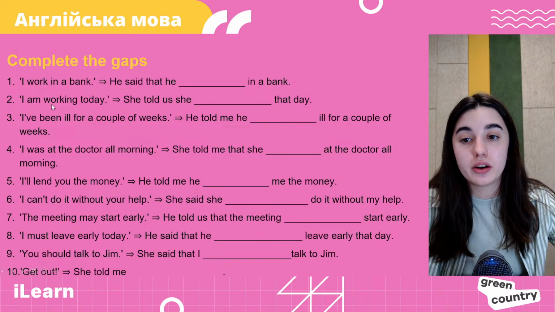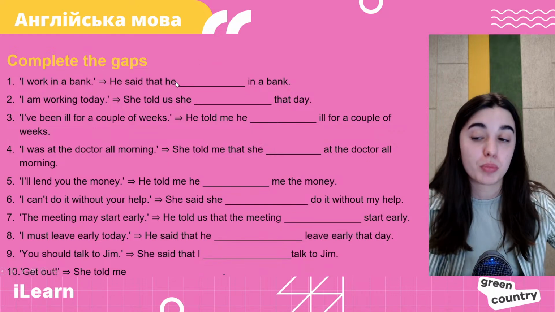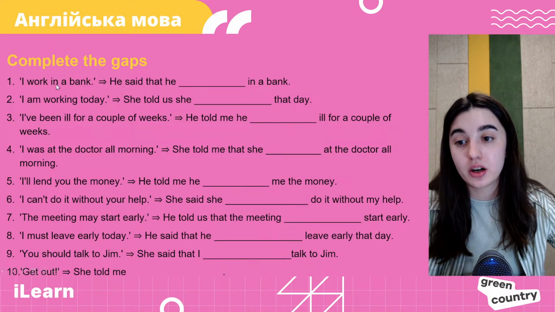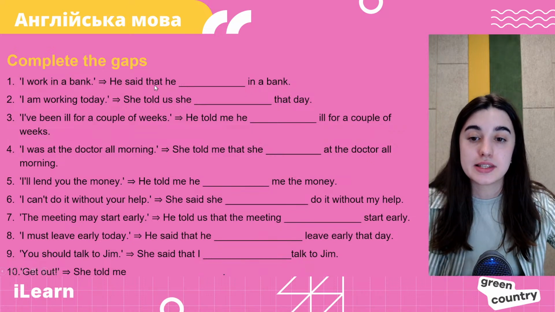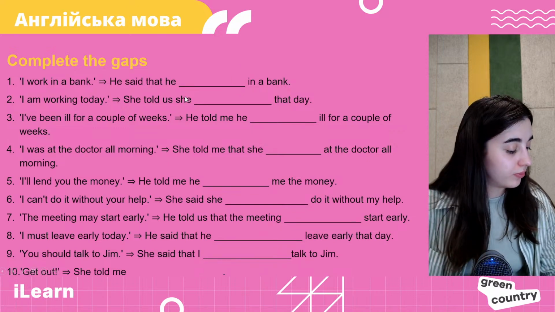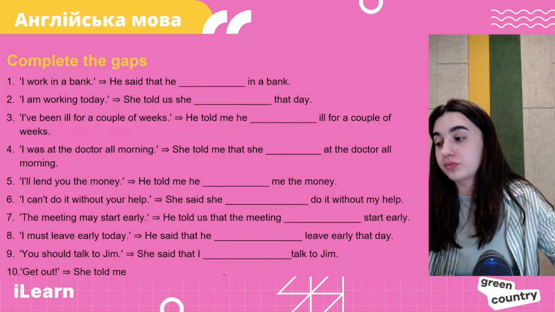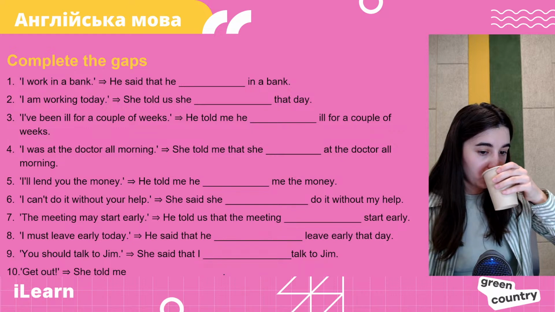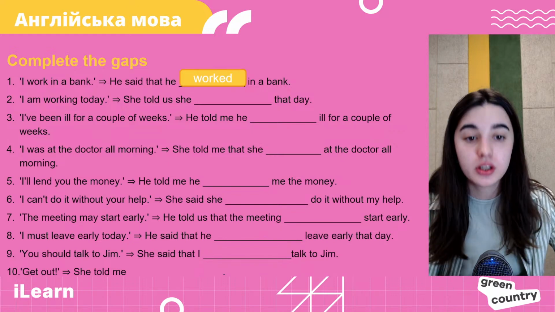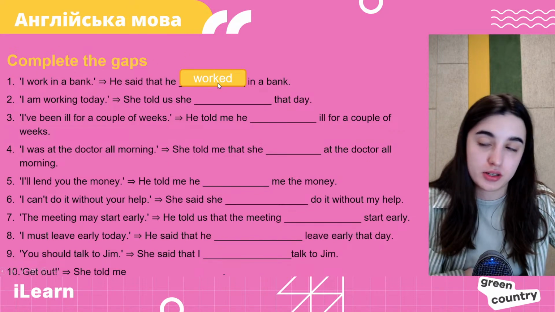Then now we are going to practice, of course, these words and this task. So now you will have reported speech. You will have direct speech that you need to turn into reported. And let's start with the first sentence. And here we have, "I work in a bank." He said that he. So how can we change it? Okay, he said he worked in a bank. We had present simple and we change into past simple.